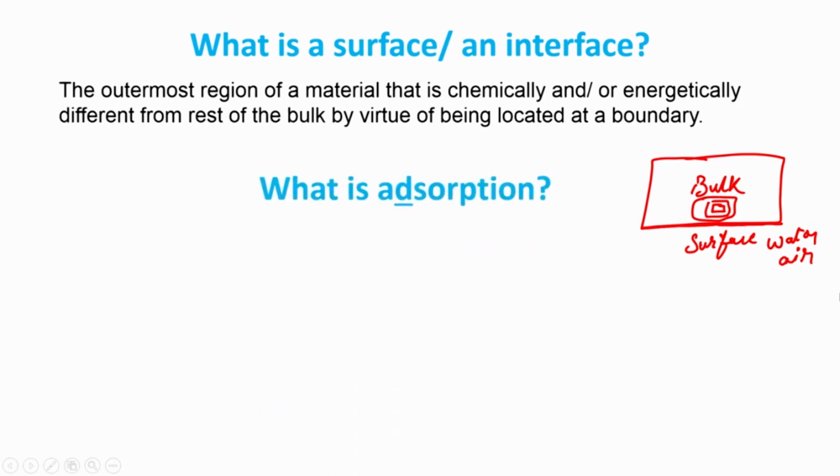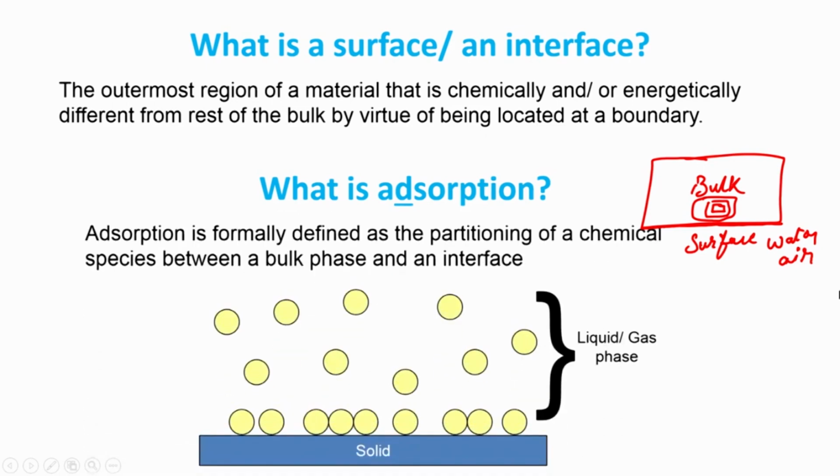Then what is adsorption? Adsorption is formally defined as the partitioning of a chemical species between a bulk phase and an interface. So let us say now I have this solid, and let us say some air or some liquid here. How does this air or this liquid, or any molecule in that air or that liquid, partition between the air and the solid at this interface?